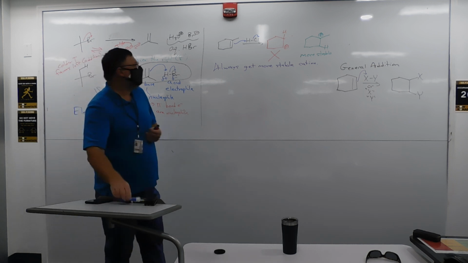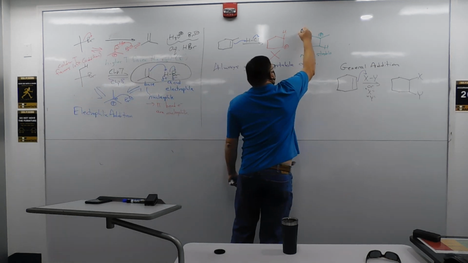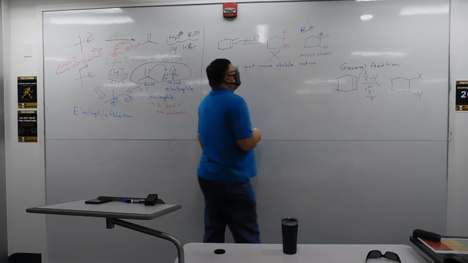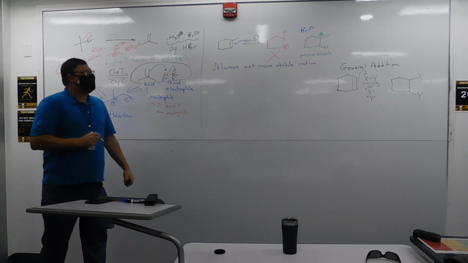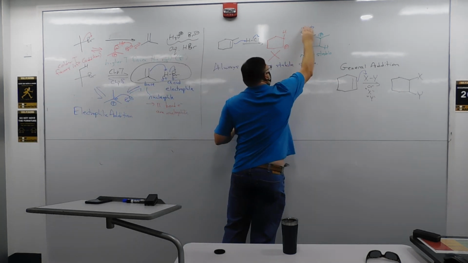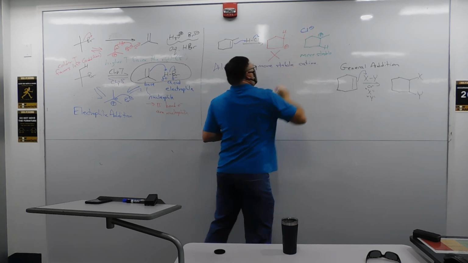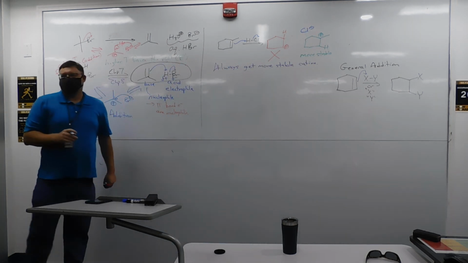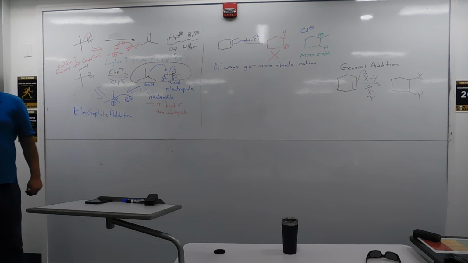And then, for either one of these, you're going to have not a bromide, sorry. You're going to end up with a chloride ion. That's going to be the nucleophile that comes in second.